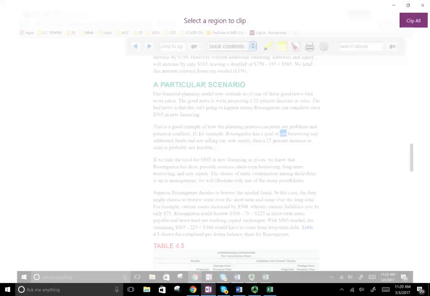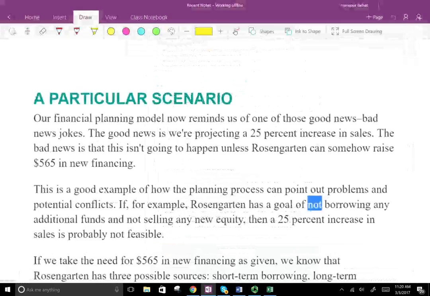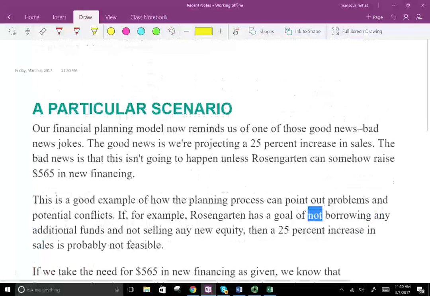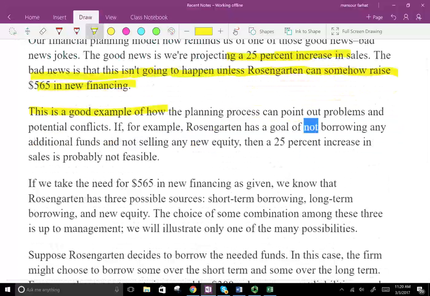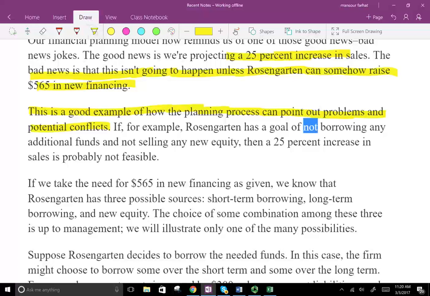So this is basically what we call the good news, bad news scenario. Our sales went up by 25%, but now we need external financing. The bad news is that it's not going to happen unless we borrow money, because our assets went up and we need to finance them. Remember, sales go up, assets go up. This is a good example of how the planning process can point out problems and potential conflicts. It tells you ahead of time that you're going to be short, so you need to come up with the financing.